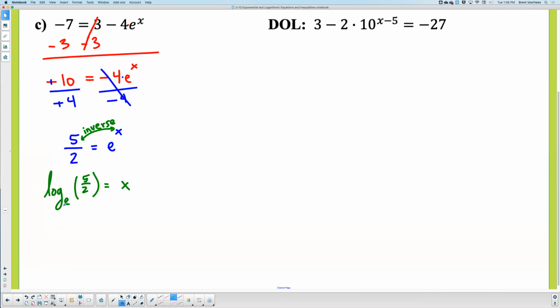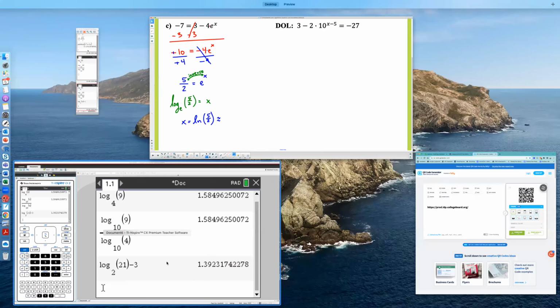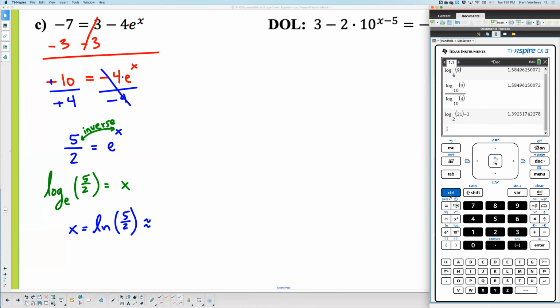Now there's a better way of writing log e. So what I want you to type in is the natural log of 5/2. And we will round this again to the nearest thousandth to see what we come up with. So the natural log of 5/2. And I will prove to you that that is the same thing as log e to the 5/2.